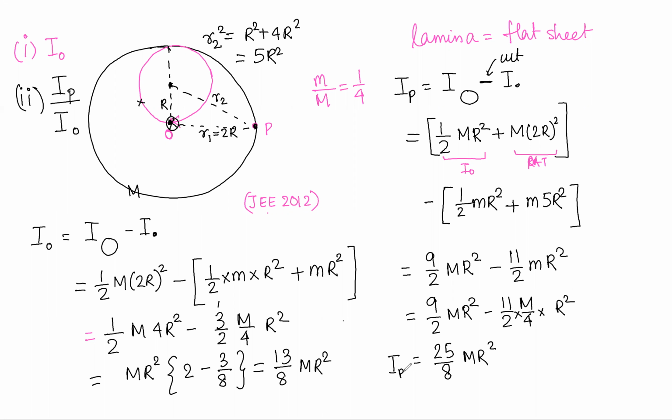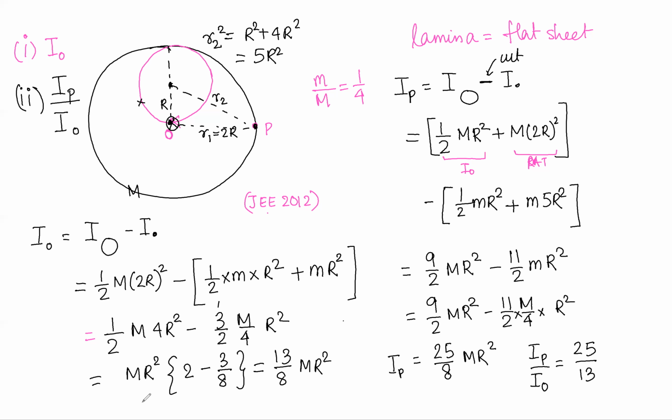What is the value of IO? IO is equal to 13 by 8 mr square. So what is the value of IP divided by IO? Mr square is going to cancel. The value of IP divided by IO is equal to 25 divided by 13.